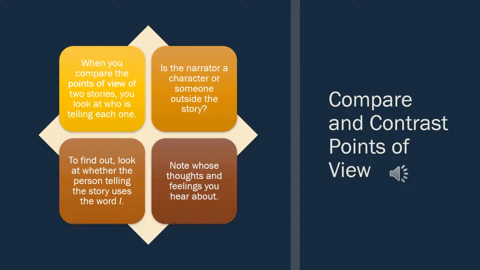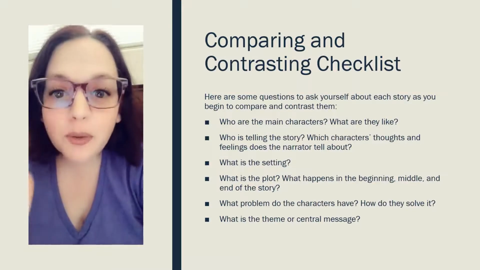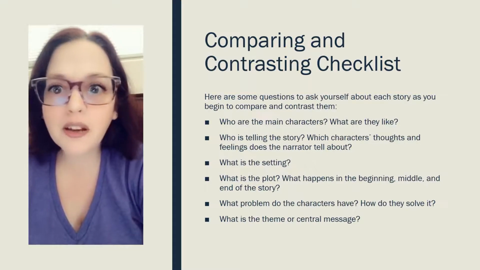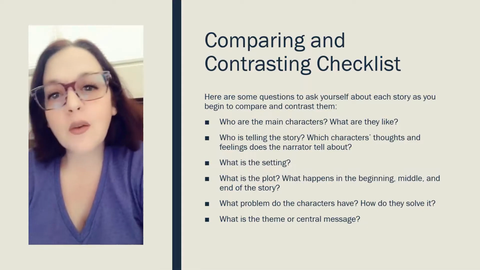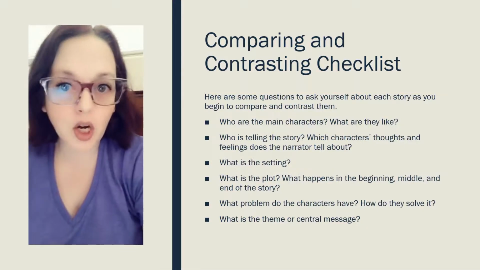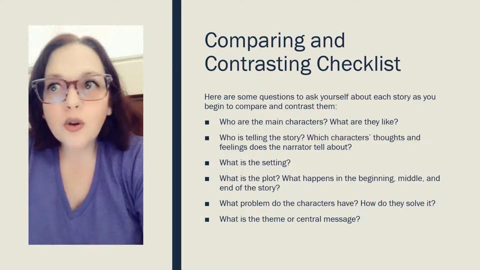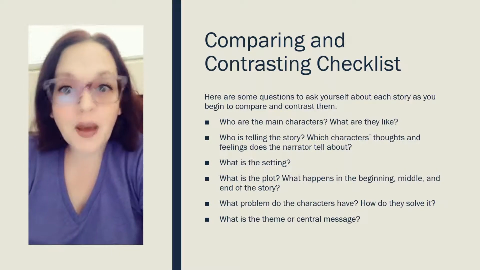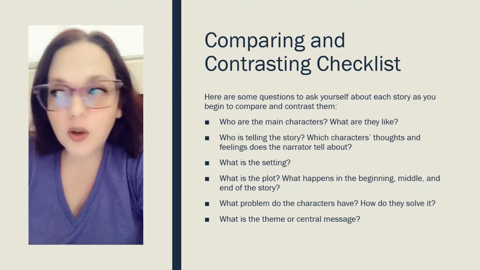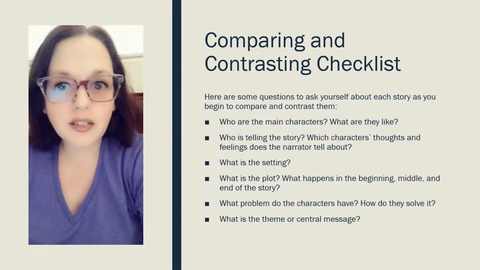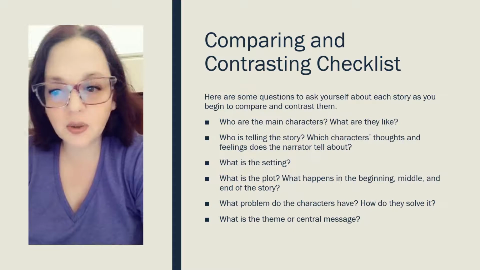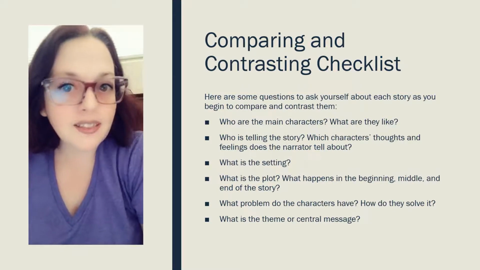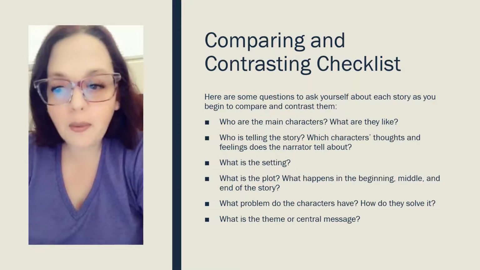So we really want to think about who's in this story. When we're comparing and contrasting, we're not just saying, well, this one's about a boy and this one's about a girl. No. Who are they? What are their feelings? What makes them special? What makes them different? Who's in the story? Is it the main character or somebody outside the story telling that story? Is it happening on the moon? Is it in a city? Is it under the ocean? Where is the story happening?